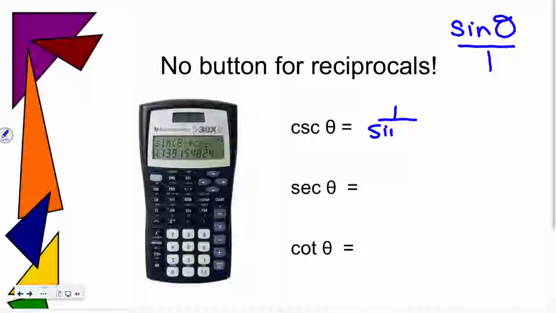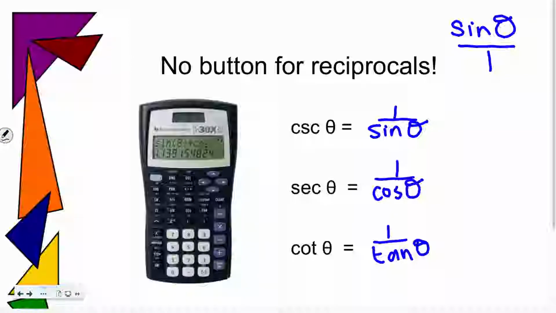Cosecant is 1 divided by sine theta. Secant is 1 divided by cosine theta. And cotangent is 1 divided by tangent theta. Okay, write that down in your notes. You need to know that. Cosecant is 1 divided by sine theta. Secant is 1 divided by cosine theta. Cotangent is 1 divided by tangent theta.